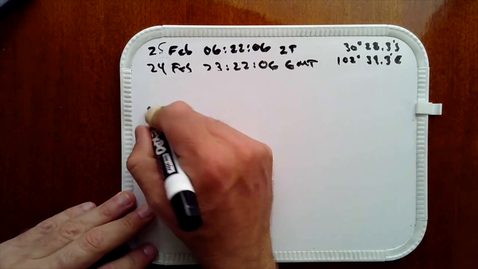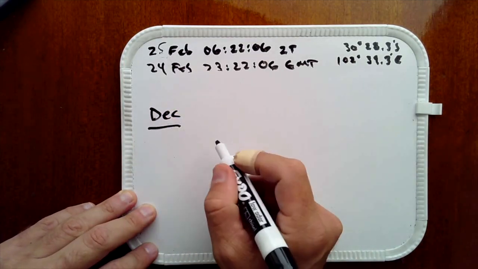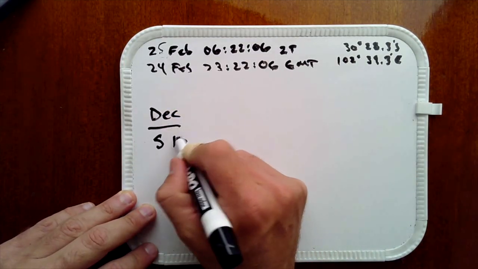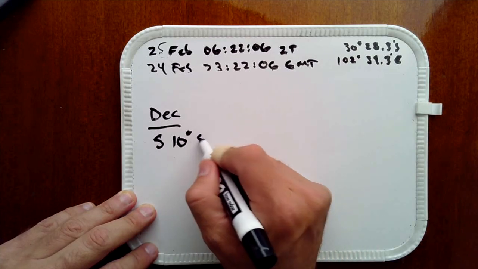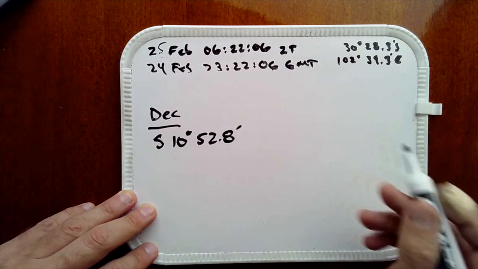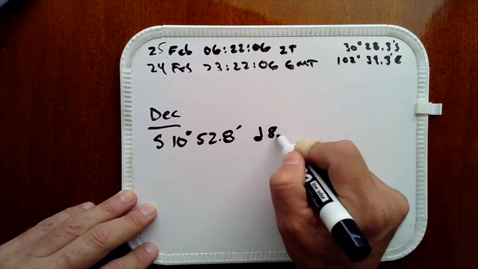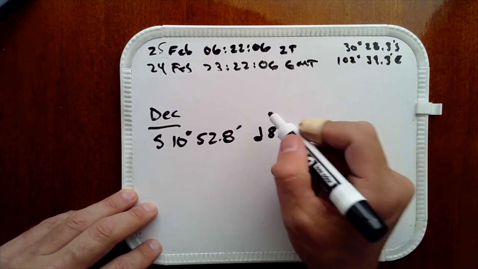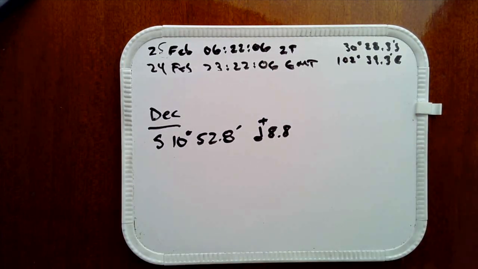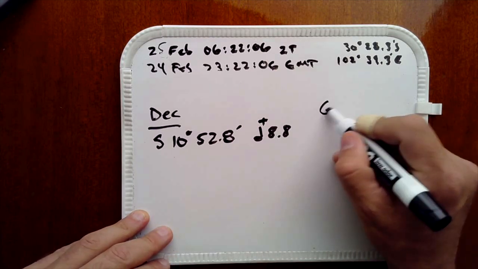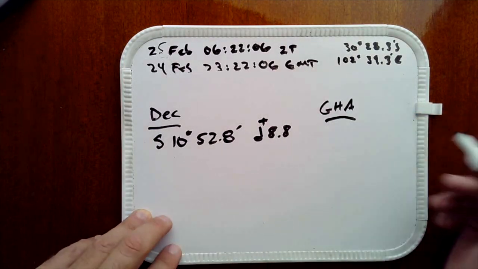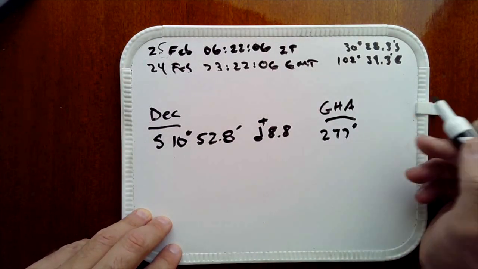So for declination, the whole hourly value was south 10 degrees, 52.8 minutes, and the little d number was 8.8, and it was increasing, so we have a plus for that one. For the GHA for the whole hours, our GHA was 277 degrees, 10.3.